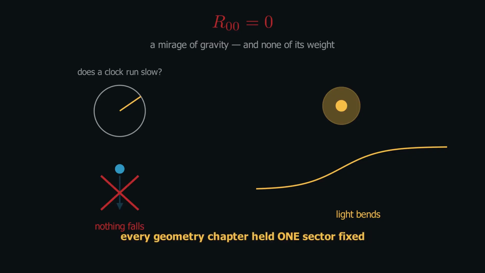That is the case we opened today. And the resolution is not that the weight was missing. It was sitting in a room nobody had entered, the one part of the substrate that every geometry chapter, without exception, held fixed. Open that door and a real potential is standing there, doing mechanical work on massive matter, and quietly enforcing an equivalence principle that nobody tuned.